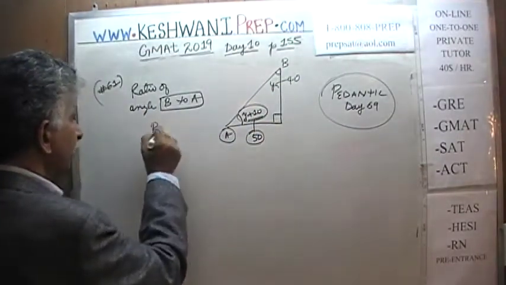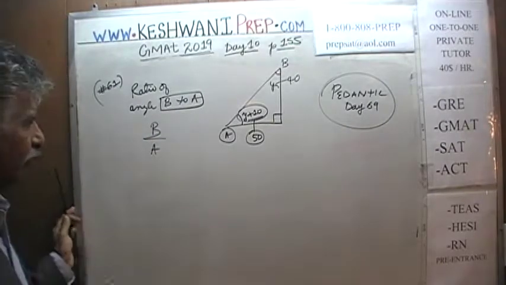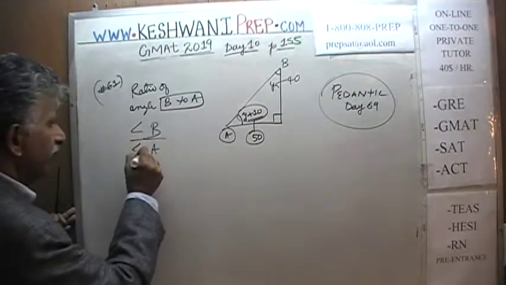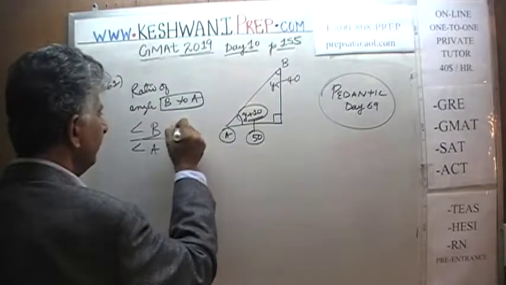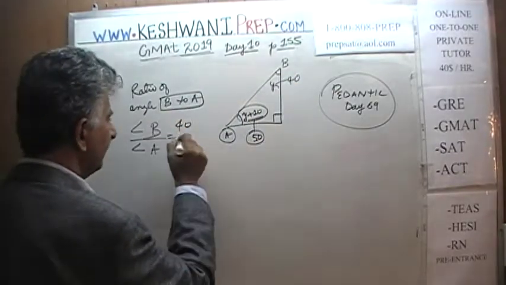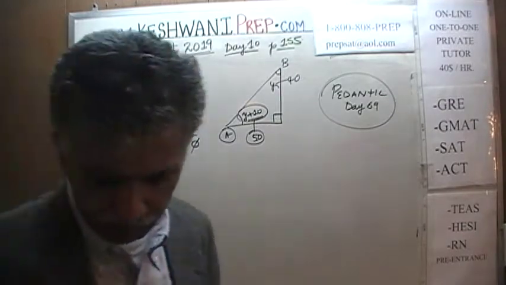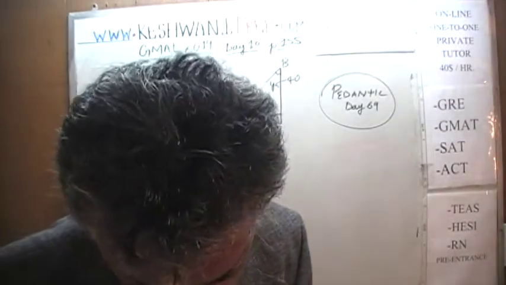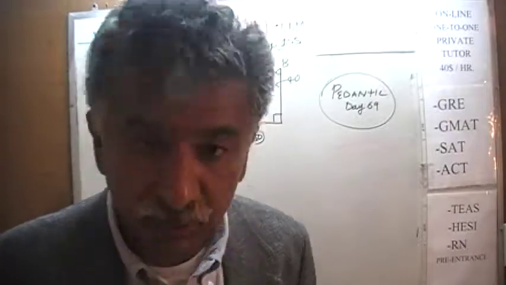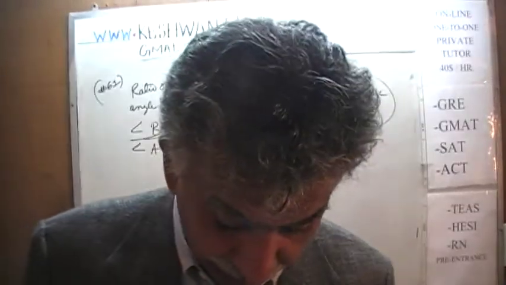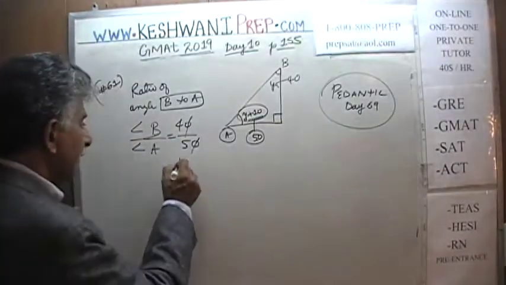And we're looking for a ratio of B to A. We're looking for a ratio of angle B to angle A. Angle B is 40 degrees. Angle A is 50 degrees. Divide top and bottom by 10, and we end up with 4 to 5. The answer is 4 to 5. And as you look at the answer choices, you will see that 4 to 5 is D.